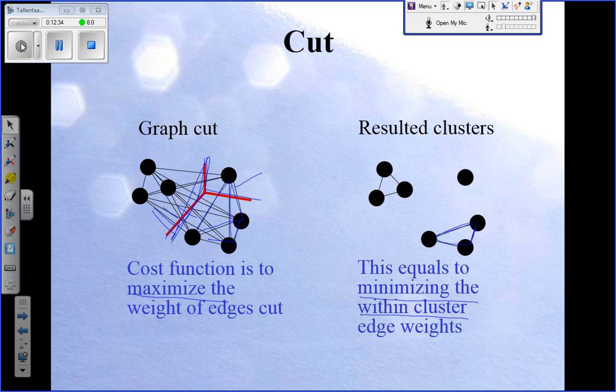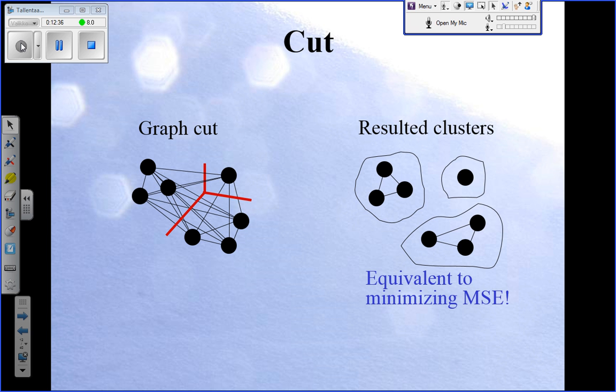Okay, I think I better move on. This is not simple to show, but this connection is there, so it's just a different way of doing the same thing. So it's basically equal to minimizing the mean squared error, or should I say the total squared error.